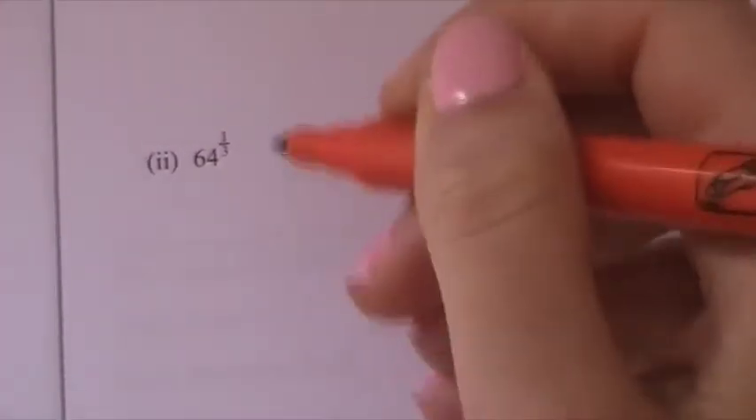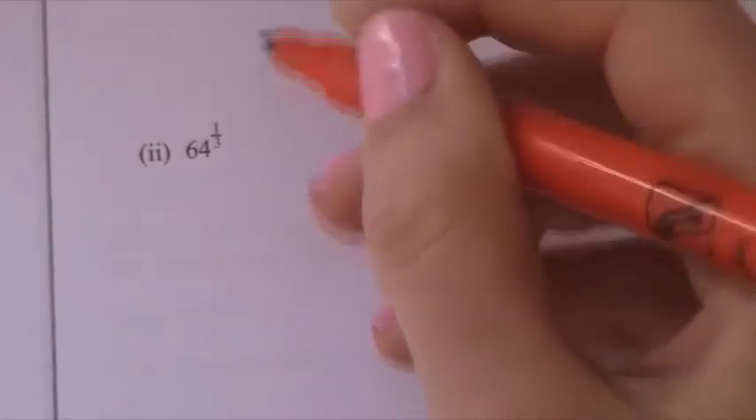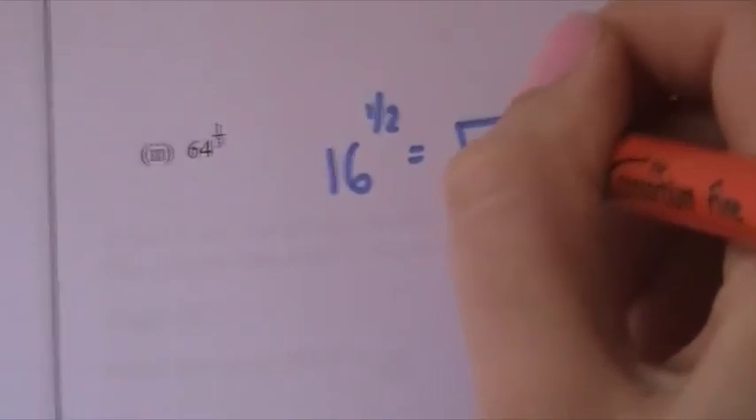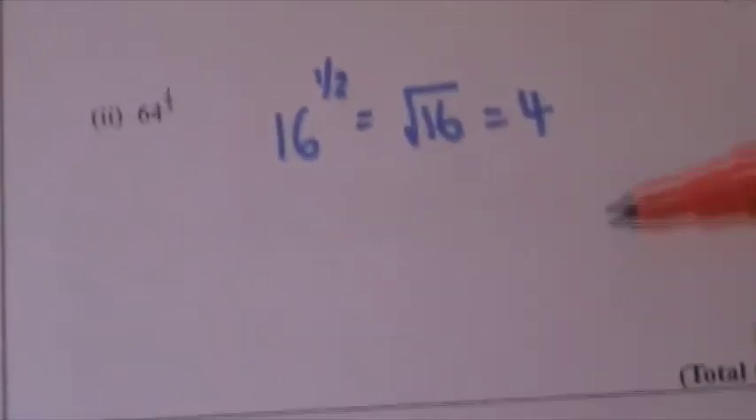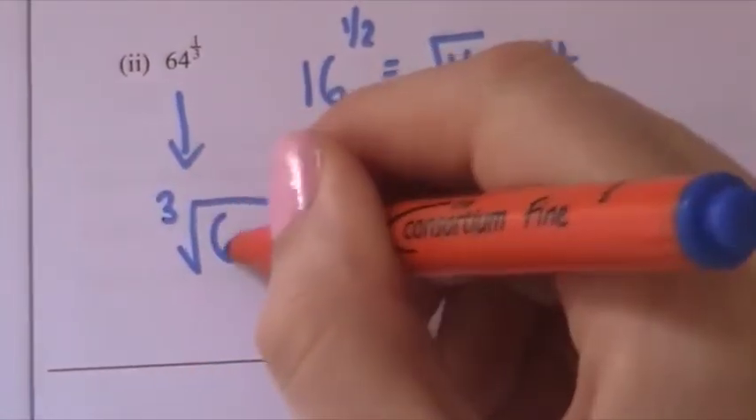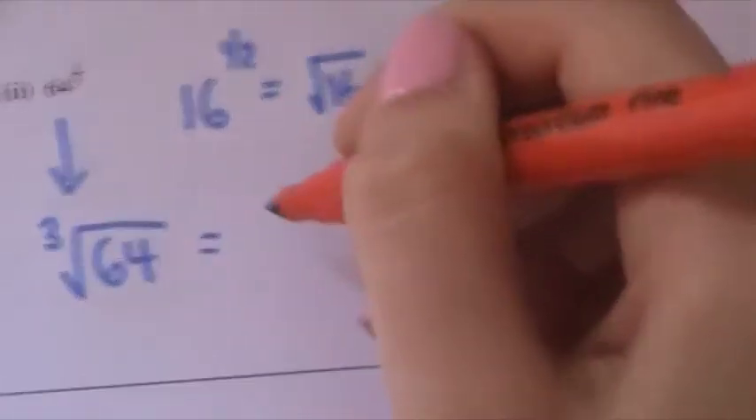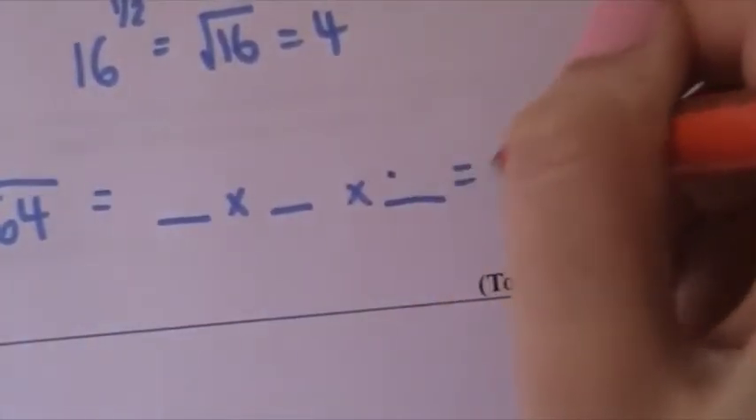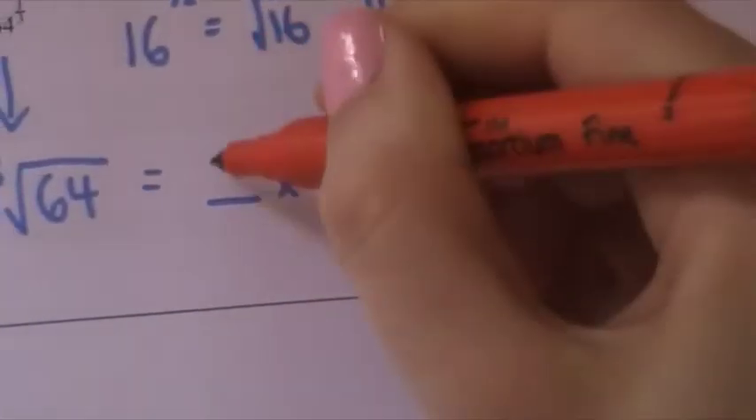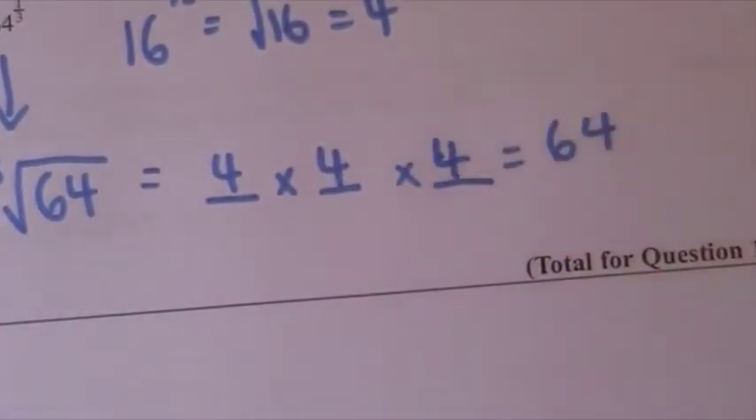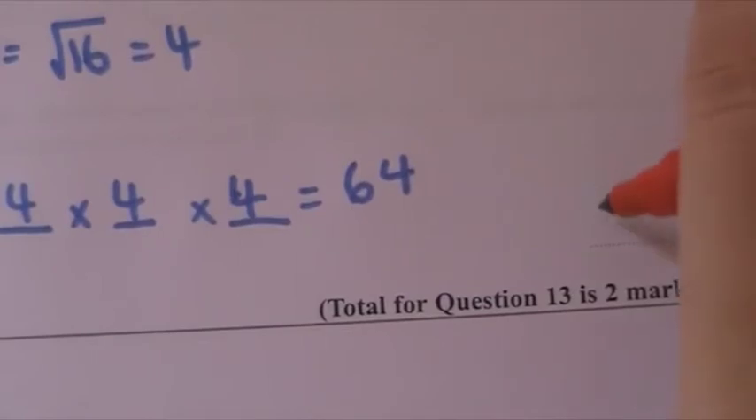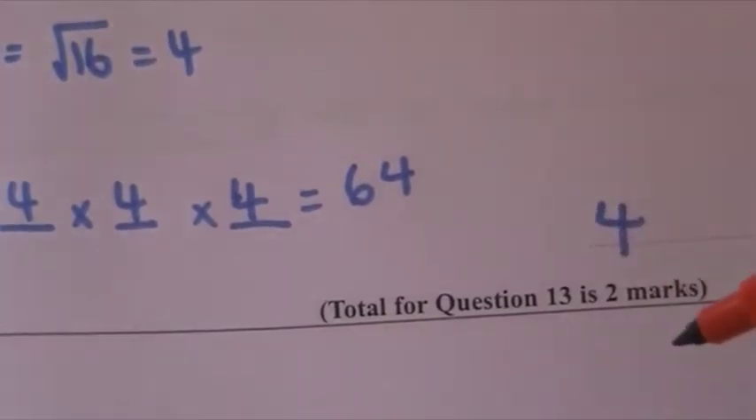Part II, 64 to the power a third. Now we know that to the power a third means that they want the cube root, same as if we had 16 to the power of a half, they'd want the square root of 16, which would be 4. And they've asked for 64 to the power of a third. So they want the cube root of 64. So you are trying to work out something times itself 3 times equals 64. We know the answer to that is 4. 4 times 4 is 16, times 4 again will give me 64. So the cube root of 64 is 4.